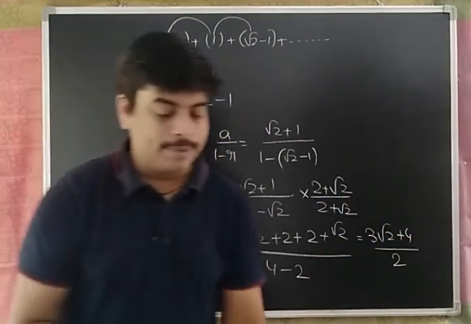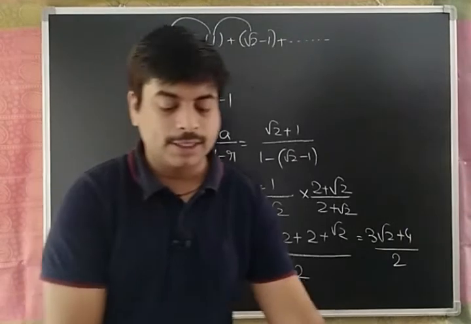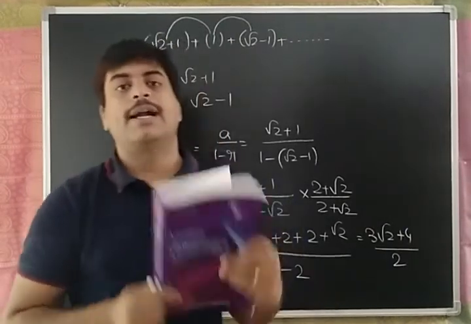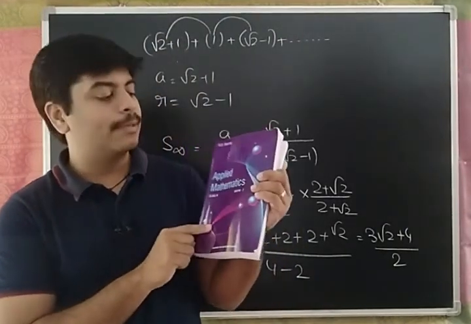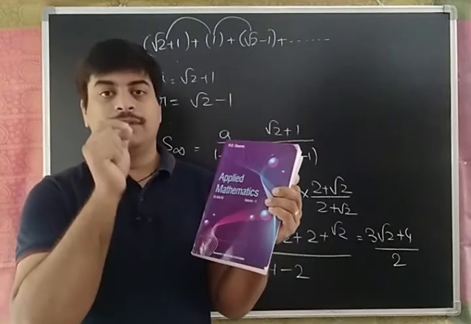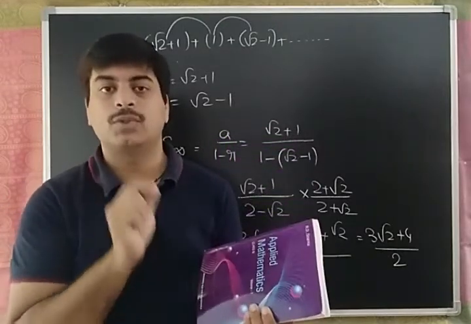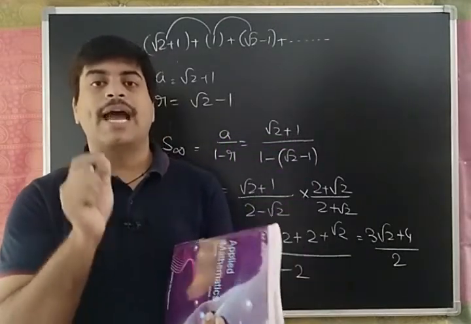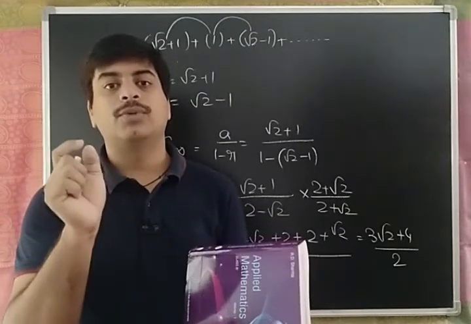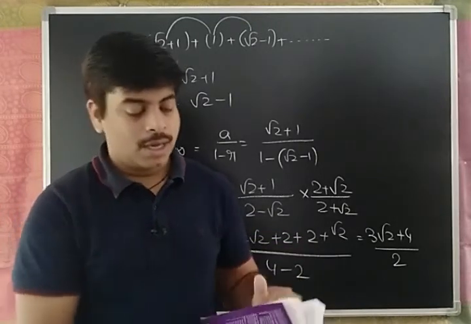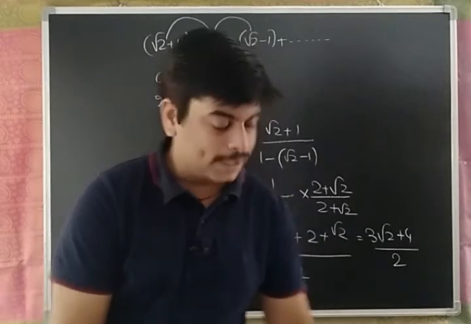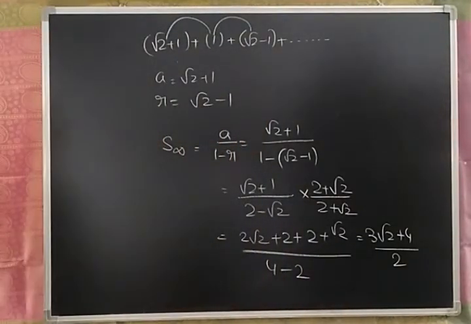And once again, if the person is new here, the book I'm following is R.D. Sharma, Applied Mathematics, which is designed only for this course, especially Applied Mathematics 241, which is being added as an elective from the academic year 2020-21. So this is the question, and the answer is 4 plus 3 root 2 by 2.